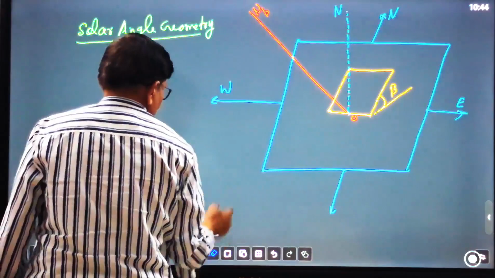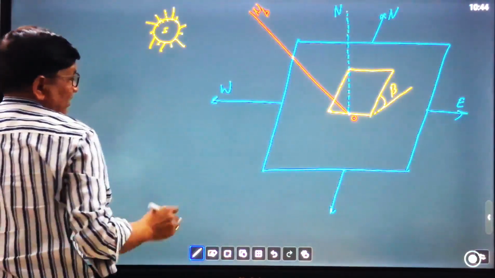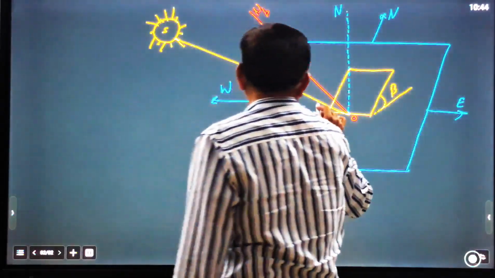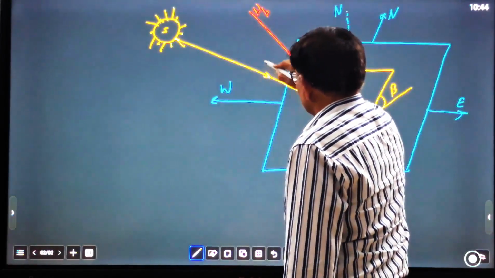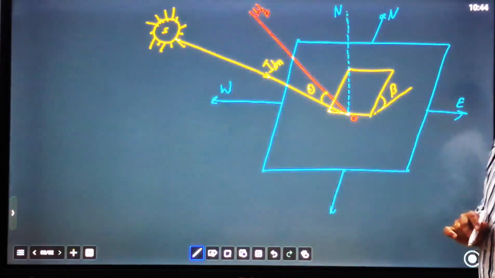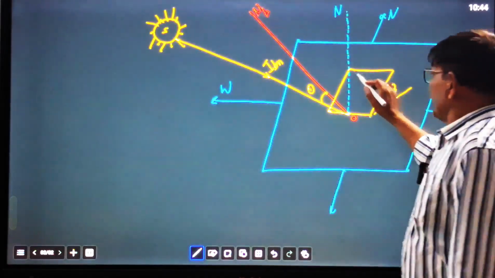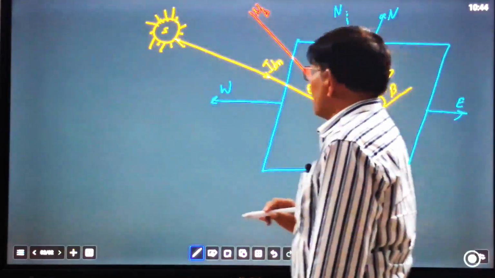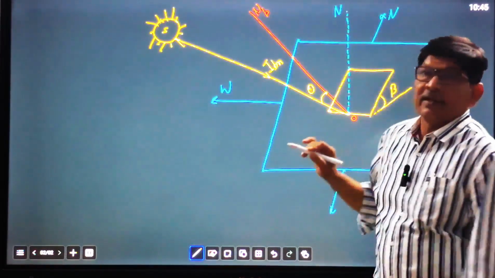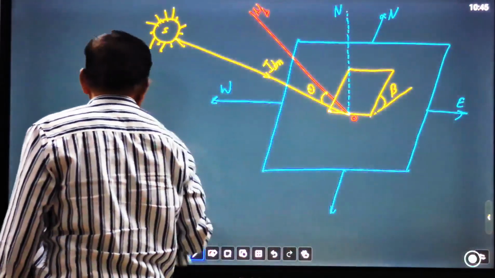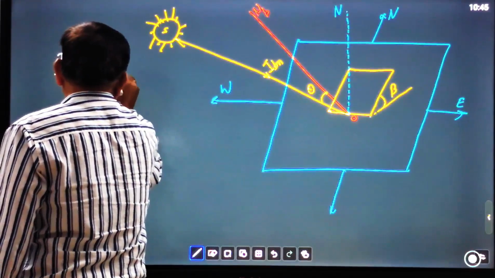Position of the sun is here. Let us remove this one. Position of the sun is here, which is the position of the sun. Radiation is coming like this, making an angle theta with the horizontal surface, and the radiation is I_BN, beam radiation. Because this is not perpendicular to the surface, we have to resolve I_BN, the normal beam radiation, along the normal to the plane. So the value will be I'_BN equal to I_BN cos theta.